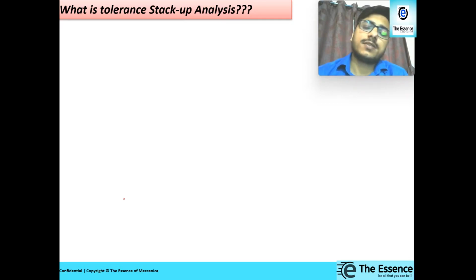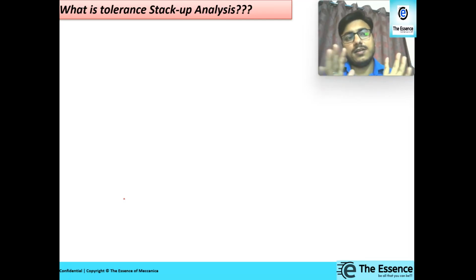Now let us discuss what tolerance stack-up analysis is. Tolerance stack-up analysis is stacking the components within available space. All the components in the assembly should fit in as required, and the thickness should be sufficient as required. So this is what tolerance stack-up analysis is: accommodating the components within available space.